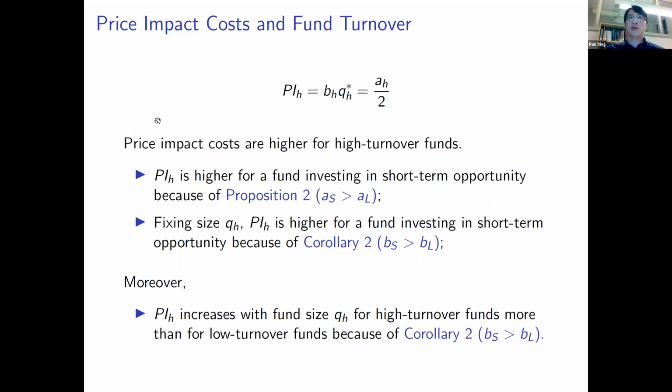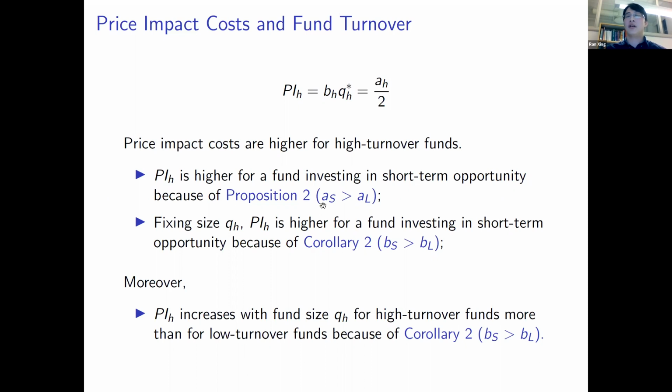The most important one is that price impact costs are higher for high turnover funds. Firstly, in proposition 2, we have already shown that the fund chooses short-term investment opportunity because of a higher alpha, right? That means alpha S is larger than alpha L. So for price impact cost, which is only a function of alpha, PIH, the price impact cost of investing in opportunity H, is higher for a fund investing in a short-term opportunity than in a long-term opportunity.